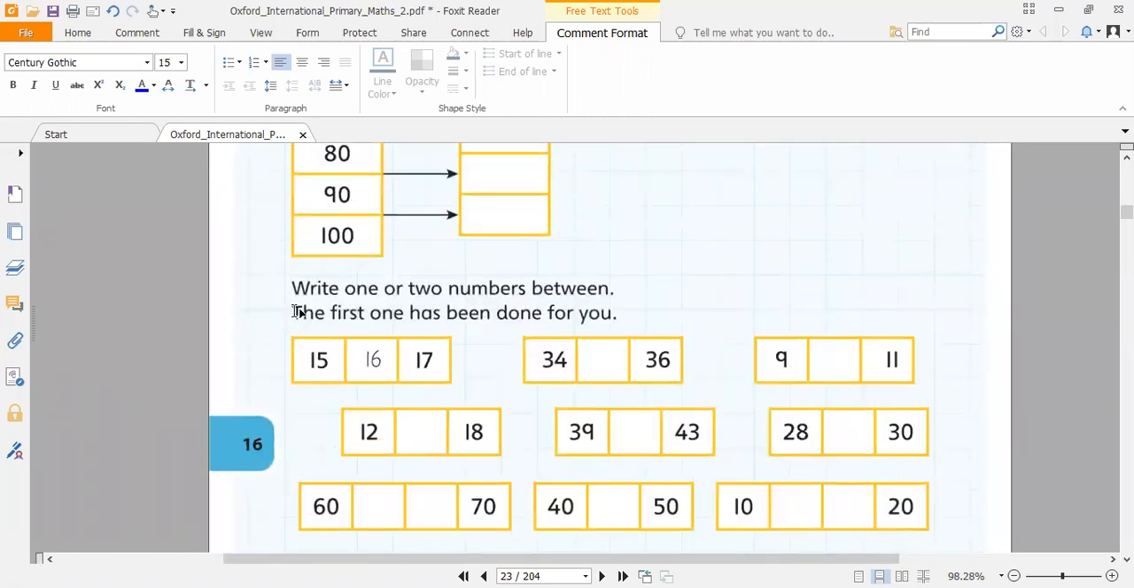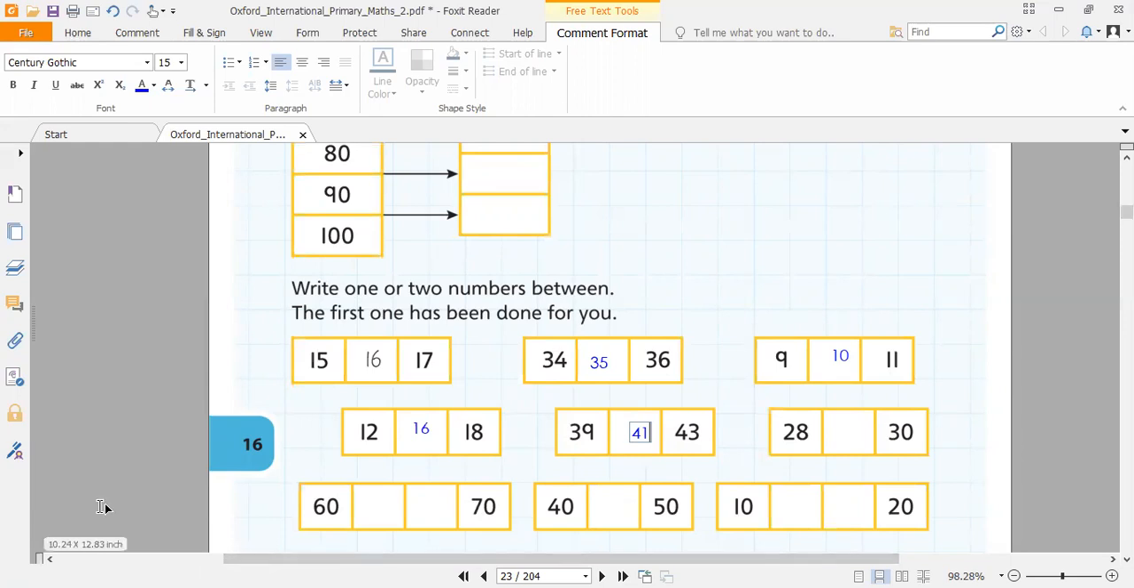Write one or two numbers between them. The first one has been done for you. Between 34 and 36 is 35. Between 9 and 11 is 10. Between 12 and 18 is 16. Between 39 and 43 is 40, 41, 42, so it will be 41.